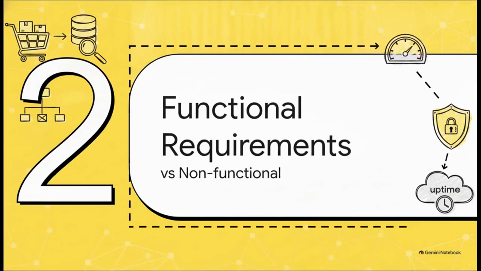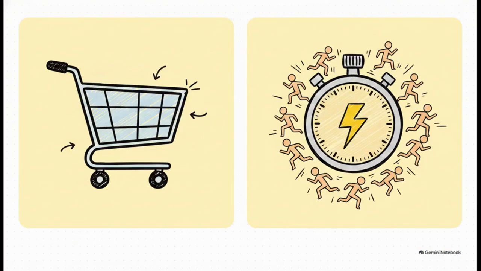Section 2. Functional versus non-functional. Features versus performance. And this brilliantly illustrates the very first major hurdle of our e-commerce build. We have to separate what the system actually does from how well it does it. Take functional requirements. These are the literal features. It's the what. In our e-commerce system, a functional requirement is that the system must have a checkout cart. If a user wants to buy something, they need a cart to put it in. It's binary. It either exists or it doesn't.